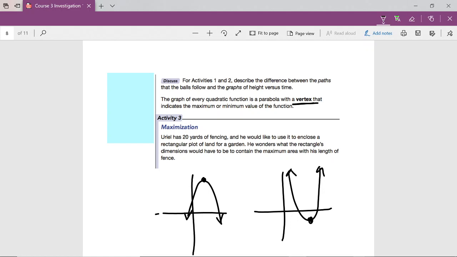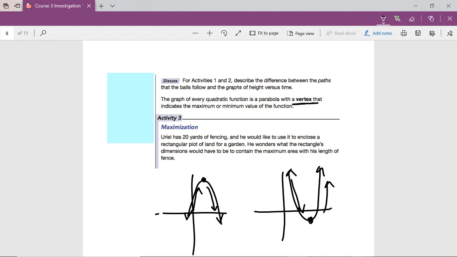Vertex in its basic form does actually mean that we have a change in direction, basically. We are increasing and then decreasing, or decreasing and then increasing. We are changing directions. So it's that change of direction that is our vertex. Okay, so our last activity here, we are looking at maximization.